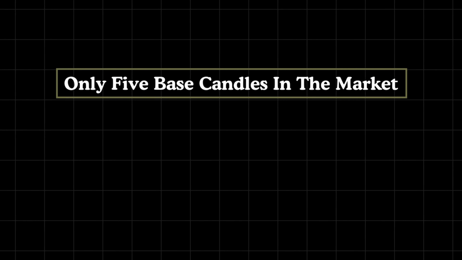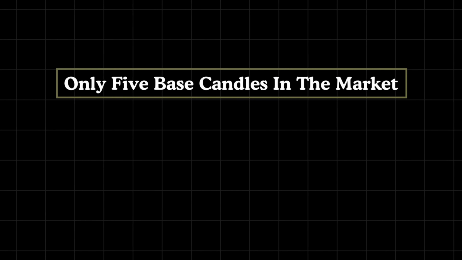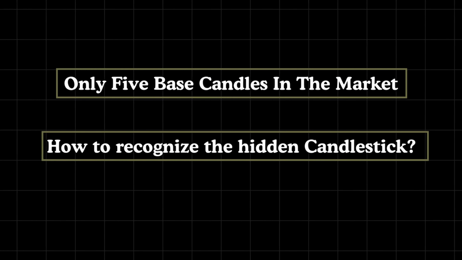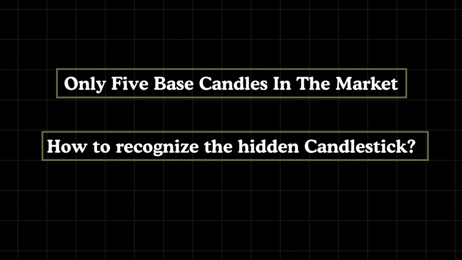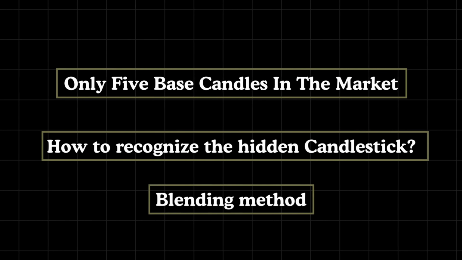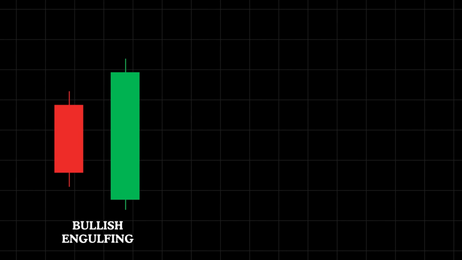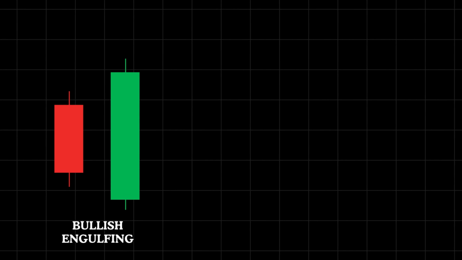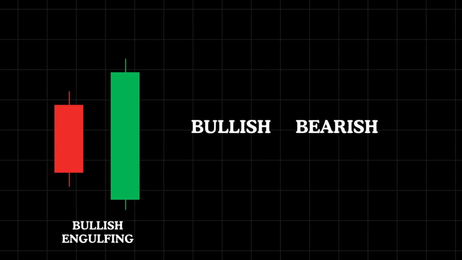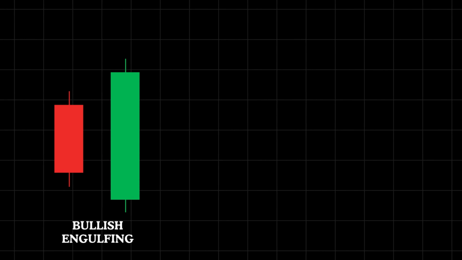So far, we've identified 5 core types of candles. Now, let's discuss how to recognize the hidden candlestick pattern. It's quite straightforward. We'll be using a technique called the blending method. For example, let's take a look at 2 candles. At first glance, it might be unclear whether the signal they give is bullish or bearish. To figure this out, we'll apply the blending technique.